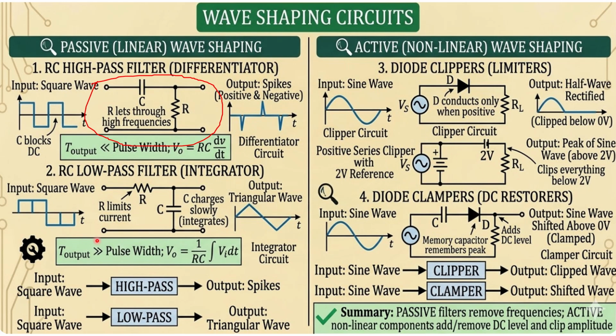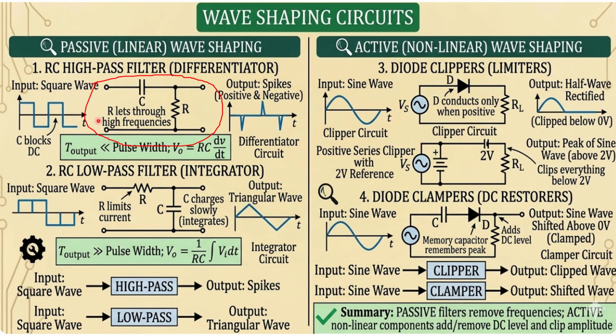In clipper type of circuits, it will clip off for some type of inputs, and the output you will get is the clipped one. Sorry, these are the differentiator, right? On the left side, differentiator and integrator are there, and here clipper and clampers are there. Clipper uses one diode, and clamper uses one capacitor and one diode. In the clipper circuits, the output is only one waveform, and in the clamper your output will just be shifted up or down depending on the type of clamper.